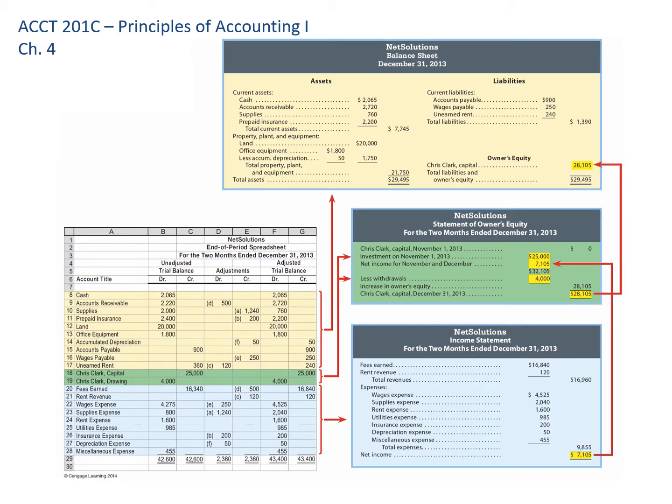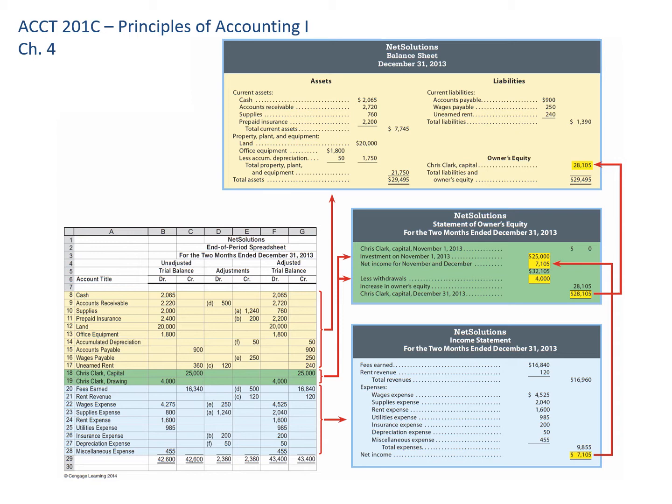In the lower left corner, we have the adjusted trial balance, those final two columns on the right of that end of period spreadsheet. So you can see that debits equal credits are both $43,400. The accounts that they've highlighted in blue are the revenue and expense accounts, starting with fees earned down through miscellaneous expense. That goes to the income statement, which is shown in the lower right corner of this slide. We do that first because we need to know what the net income is, which in this case is $7,105, in order to be able to do the statement of owner's equity, just in the middle here.